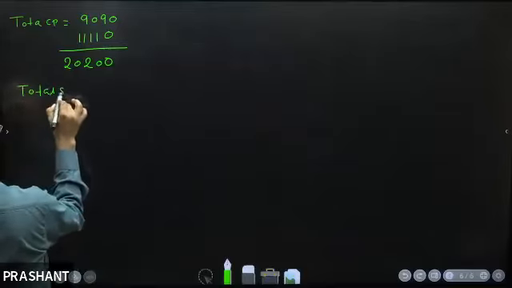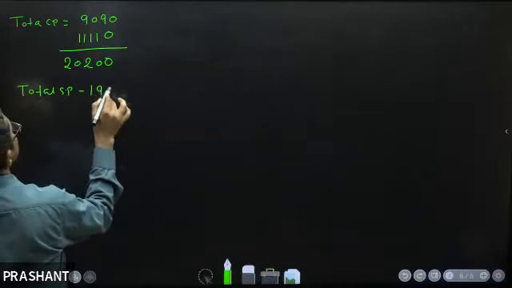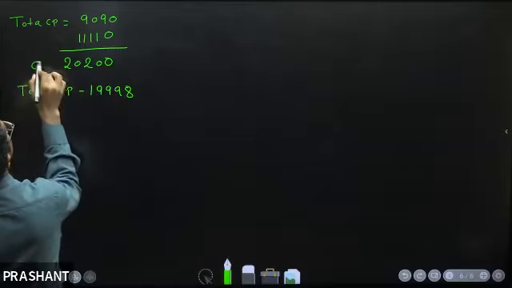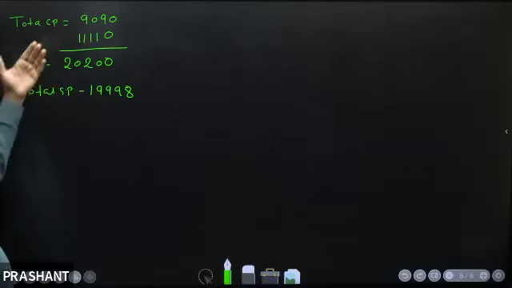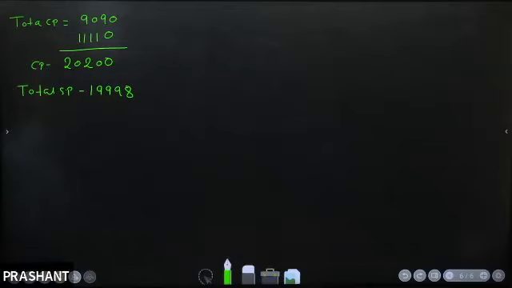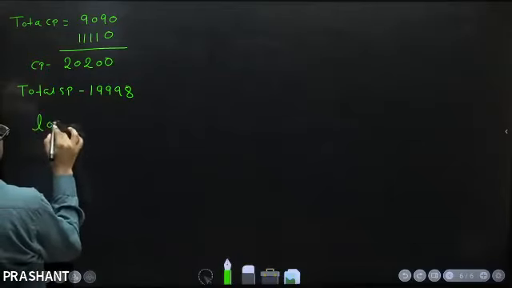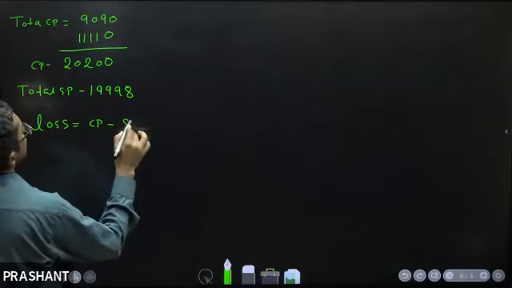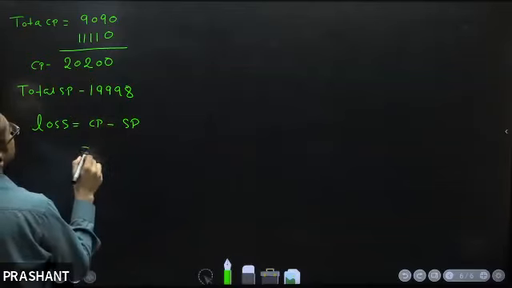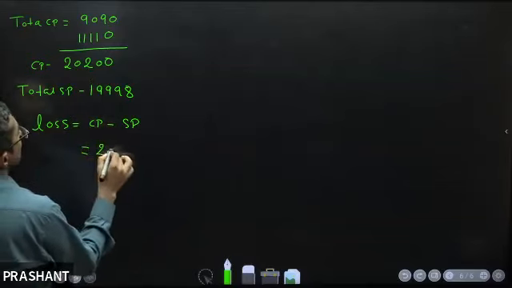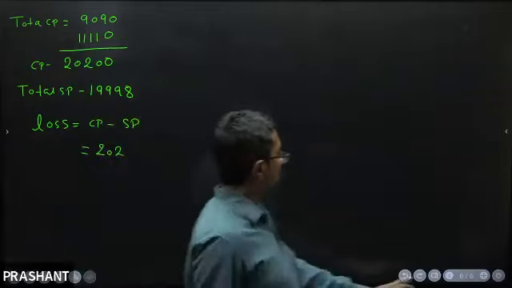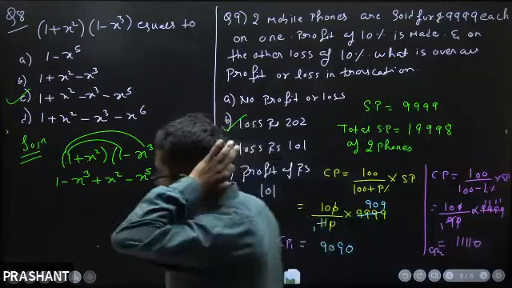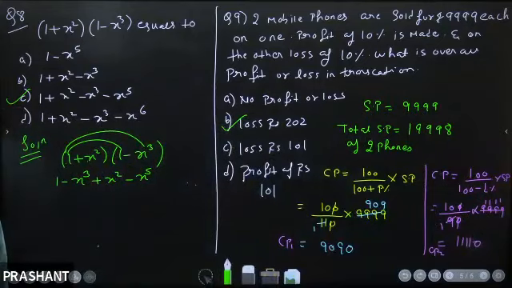So अब total selling price हमारा कितना था? What was the total selling price? The total selling price was 19,998. And total cost price is this one. So definitely when cost price is higher and selling price is lower, that means we are in loss. So in that case, CP minus SP. So the subtraction of these two is कितने का पड़ा? 202 rupees. So loss of 202 rupees. ठीक है?